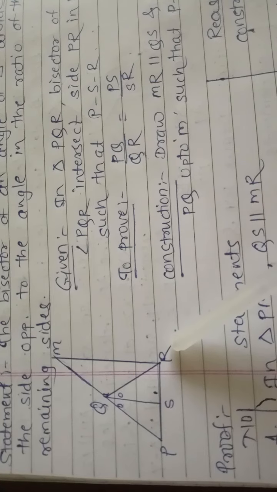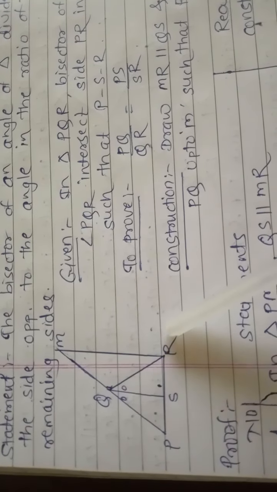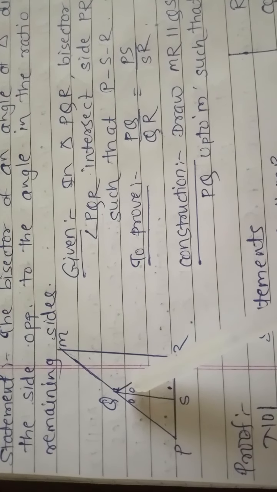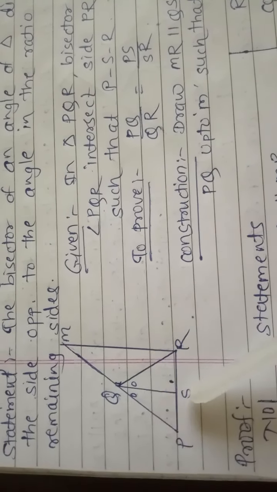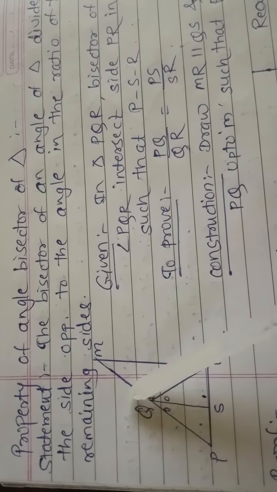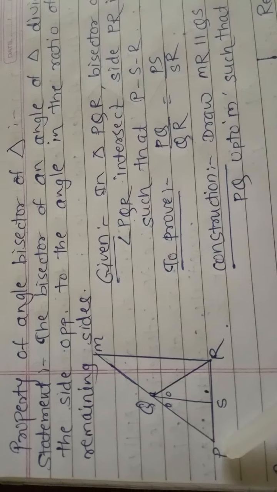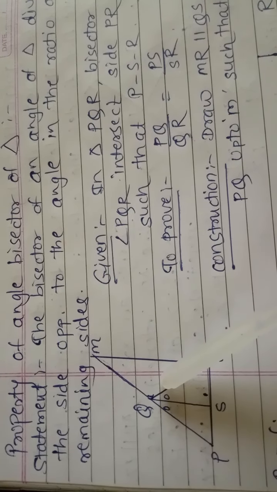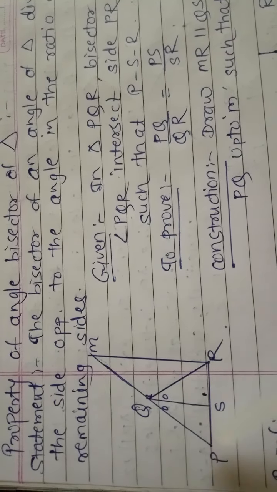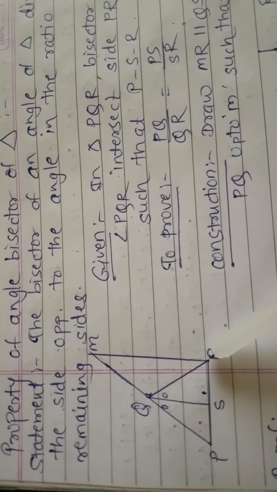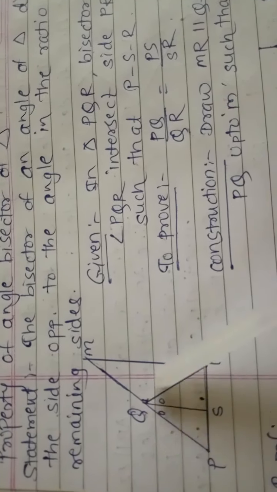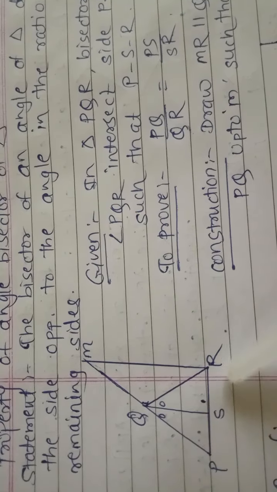see the triangle PQR. This is the given triangle, and QS is the angle bisector. You are given these two angles are the same, means QS is the angle bisector. So what the theorem says is that if you see the sides which make this angle, that is PQ upon QR, is equal to PS upon SR. So you have to prove that PQ upon QR is equal to PS upon SR.